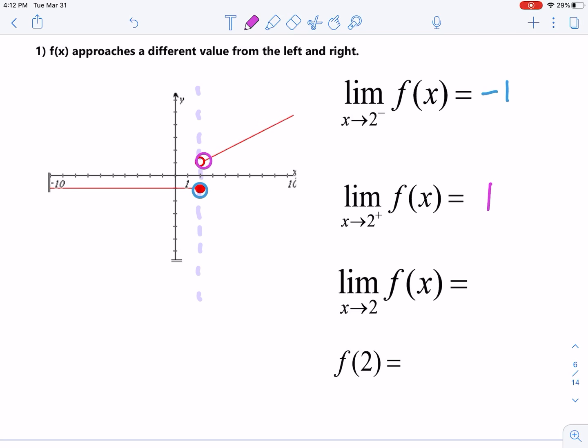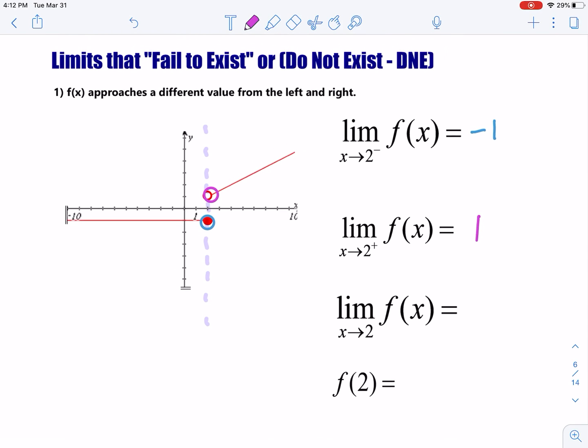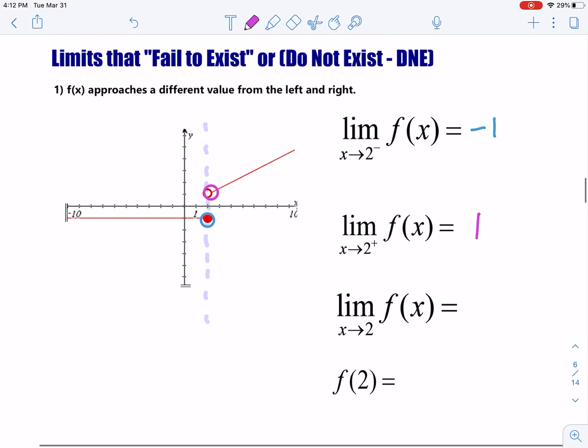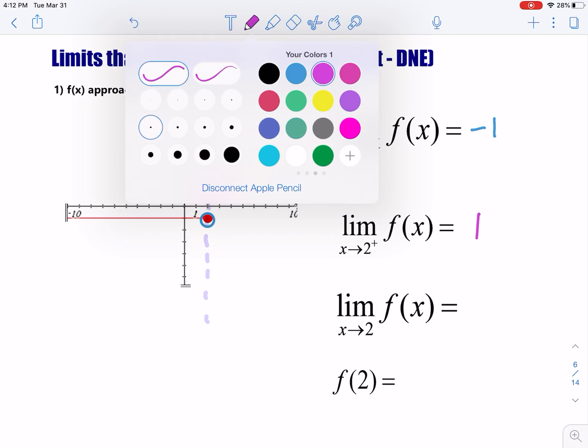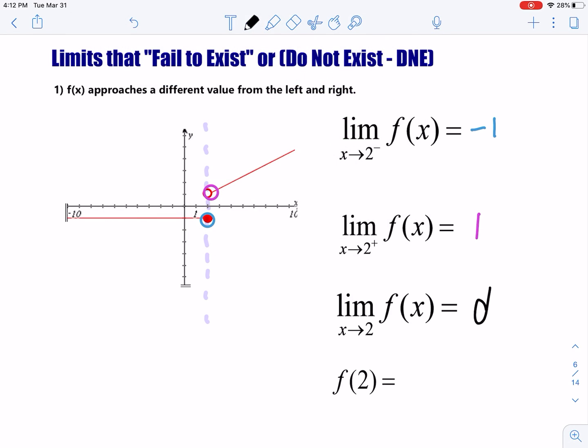Okay, now you can see here that the full limit is going to fail to exist. Why? Well, because the left-hand limit and the right-hand limit are different numbers, okay? So when that happens, the full limit does not exist, and it's common mathematical notation to just put DNE for does not exist, alrighty? What do you think the most common mistake in calculus is for this particular example?